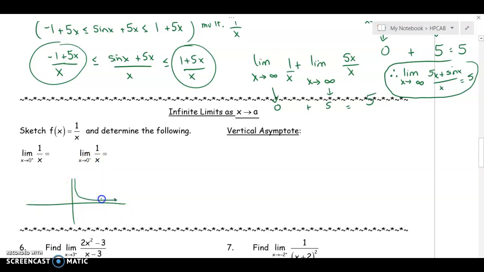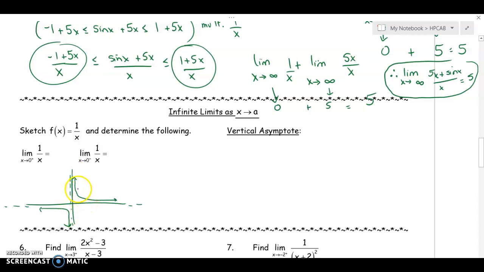We know that we have a branch that looks like this, a branch that looks like this, and we know that there's a vertical asymptote here and a horizontal asymptote going along y equals 0. From there, the limit as x approaches 0 from the right. As we approach 0, and we're going to the right, what's going to happen? So here's 0. This is my vertical asymptote.